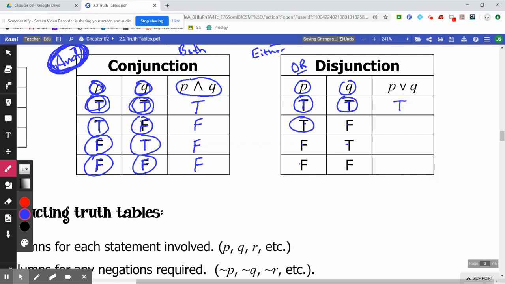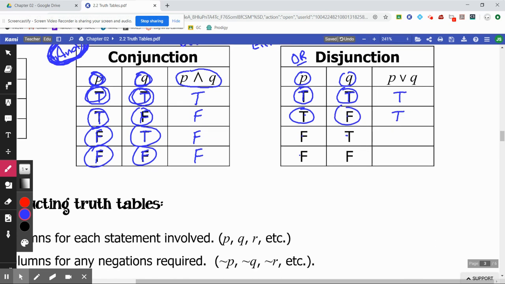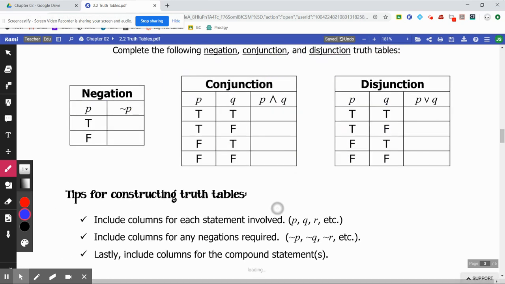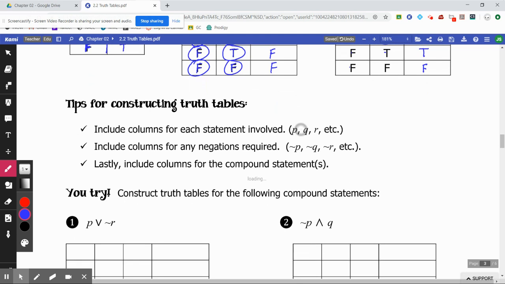But if either one of these are true, then your disjunction, because it's an or statement, either of them can be true, then the whole thing's true. So this is always going to be true unless both are false. That's the only time that you're going to have a false statement for that. And again, I think I've told you before, this deals so much with computer science. You're going to talk about and or gates and all that with logic boards. So lots of connections here. Okay, tips for constructing these.